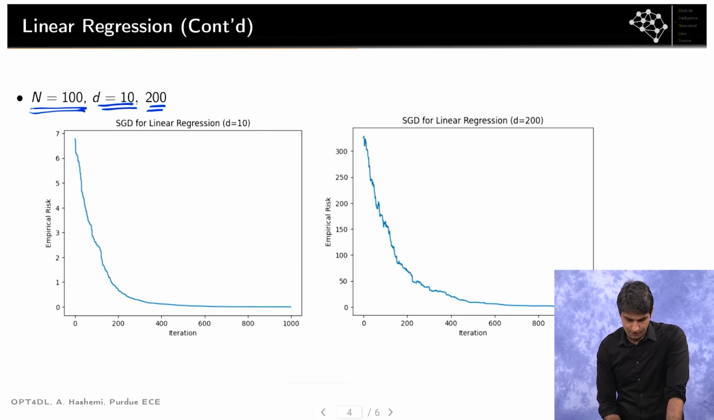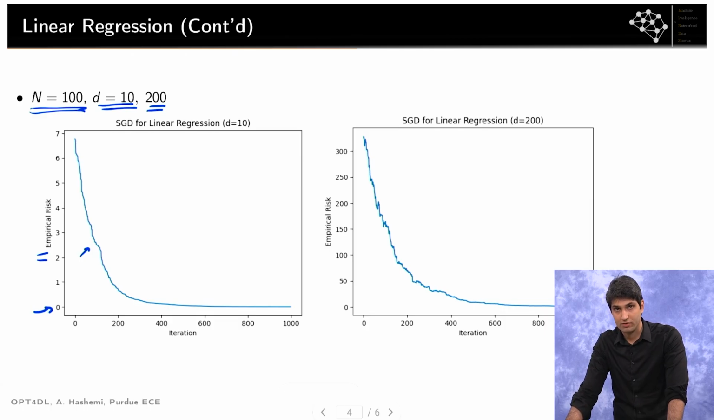Now, on the left-hand side, we have the performance of SGD for the first case, d is equal to 10, under-parameterized. And we can see that the algorithm is converging. Why? Because the empirical risk is going to 0 as I'm running the algorithm, okay? Now, we can see some noise here. So there are some tiny ups and downs. And that's to be expected because, again, we don't have access to the true gradient. We have only access to a noisy estimator of the gradient, right?